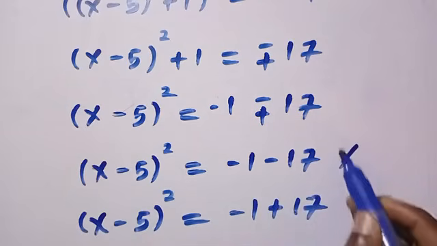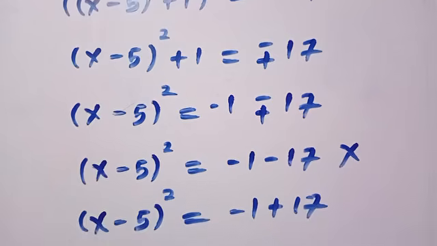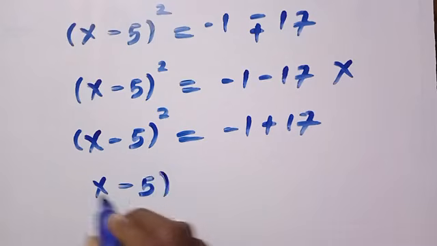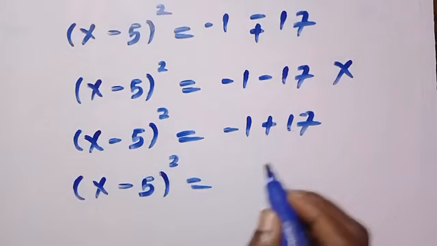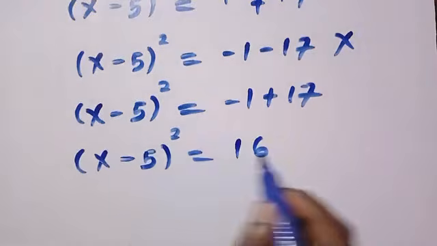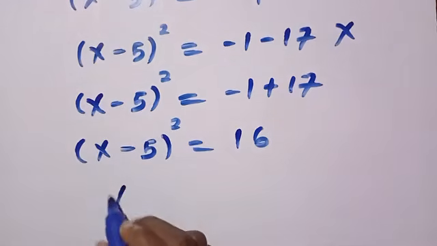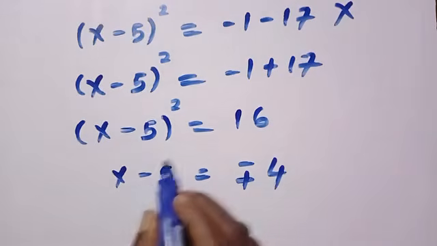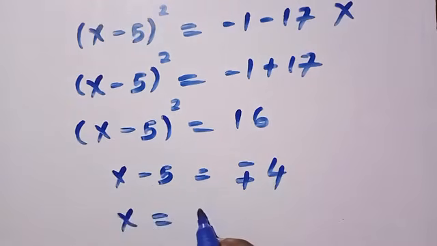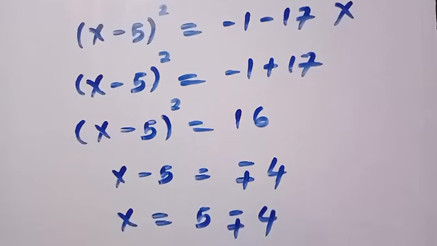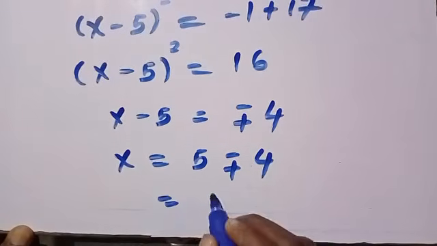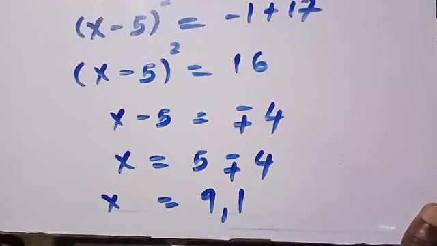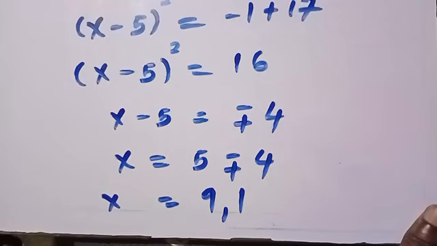But looking at this, it gives us a complex number. We are going to reject that one. So let's focus more on the second one here. Here becomes x minus 5 raised to power 2 equals minus 1 plus 17, that is 16. Then we take the square root of both sides. Taking the square root of both sides, we have x minus 5 equals minus or plus 4. And by taking 5 to other side, x equals 5 minus or plus 4, where the result of this gives us 9, 1, as we got from the beginning. So this method is just as simple as this. I think it is the best method of all the three methods.